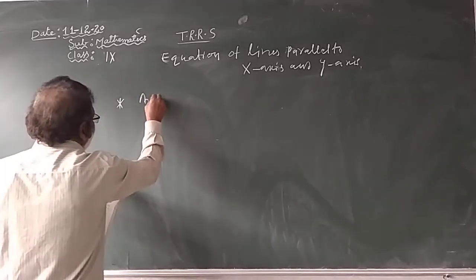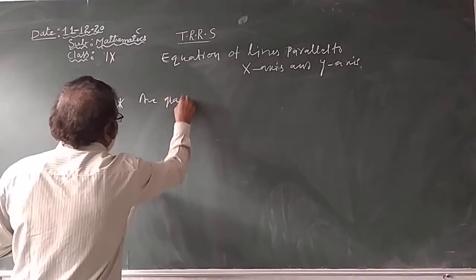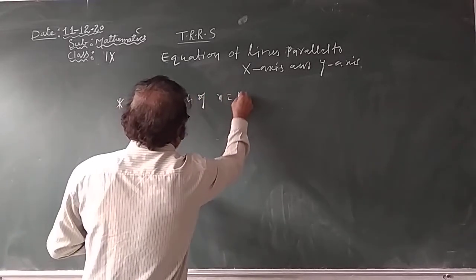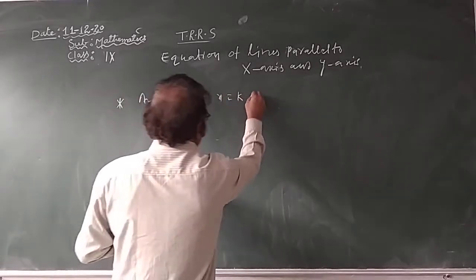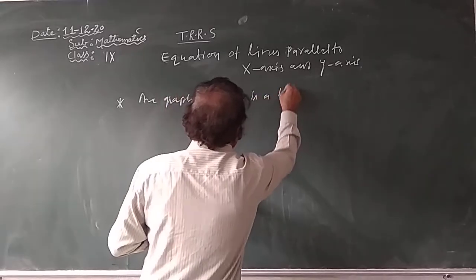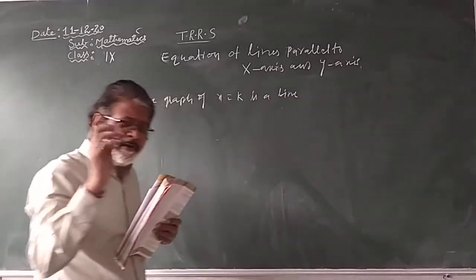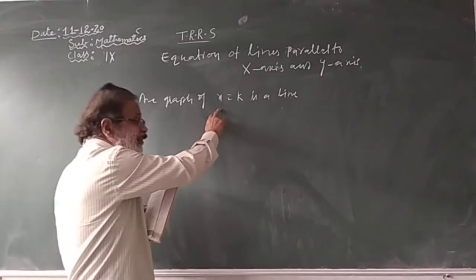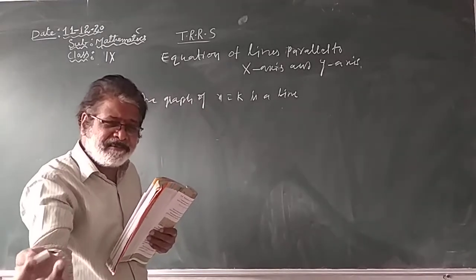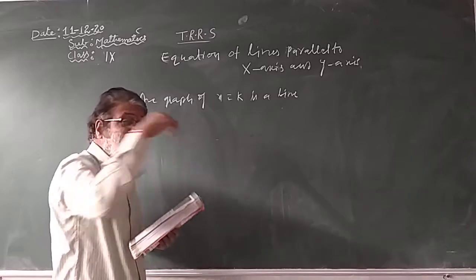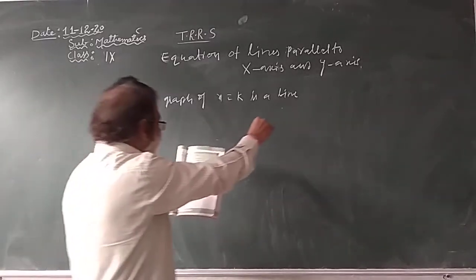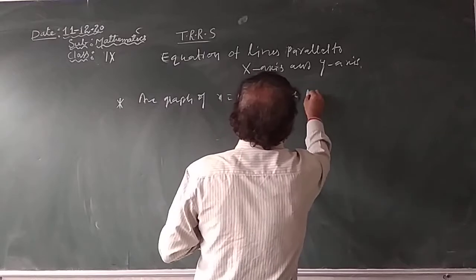The graph of x equal to k is a line. This line is parallel to the y-axis. If it is involved in x, it is parallel to the y-axis. If it is involved in y, it is parallel to the x-axis. That you remember.